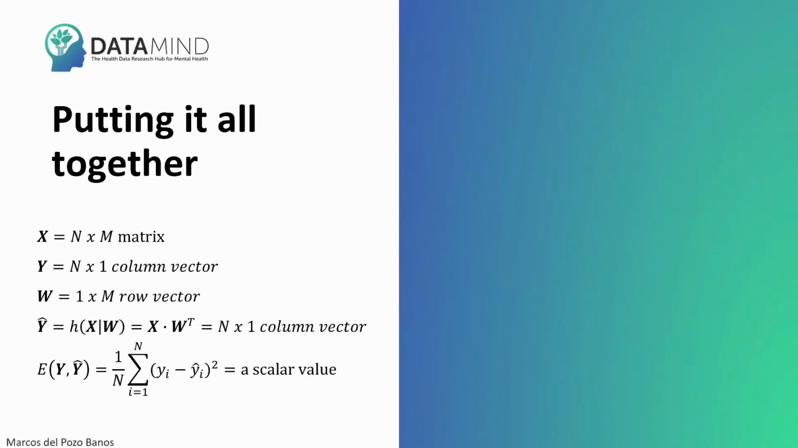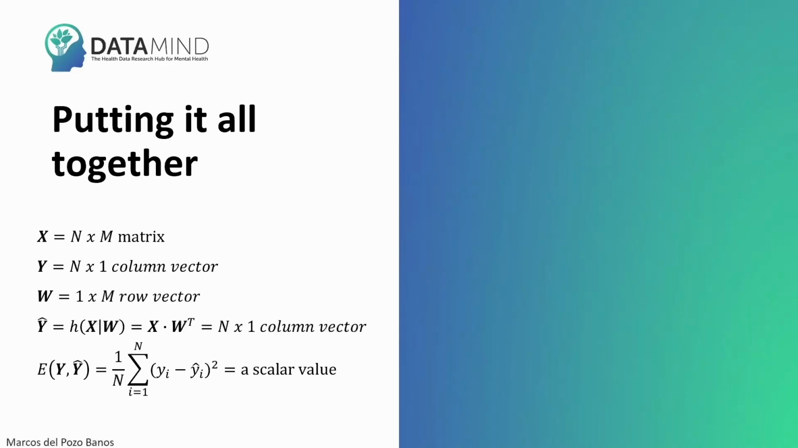Remember that the second dimension of the left-hand side should be the same as the first dimension of the right-hand side, so we need to transpose w. And note that this operation will give us now a column vector of length n. And then we can also define the function e of y and y hat, as you can see. And here we're using summations. And again, this will give us now a scalar value, right?